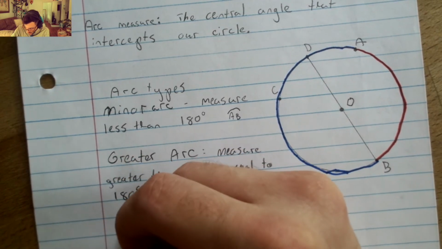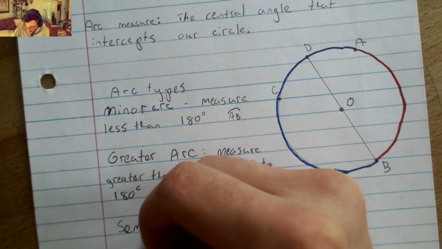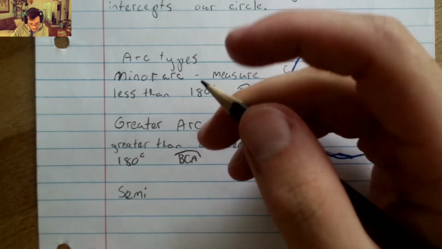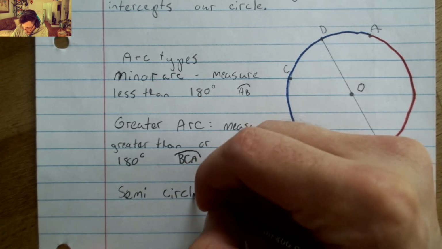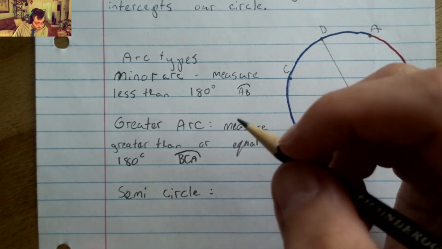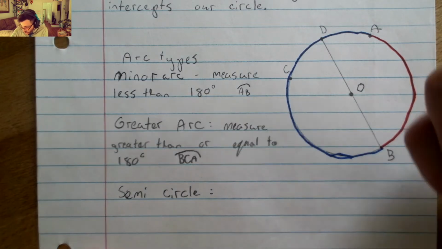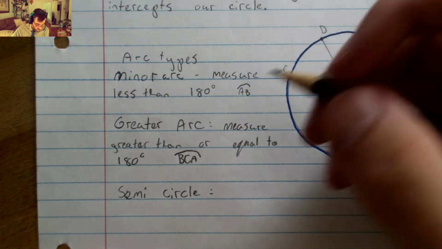Lastly, the only other type of arc that we're going to have here is what we call our semicircle or semicircle arc. And as we've all seen before, the measure is going to be 180 degrees.